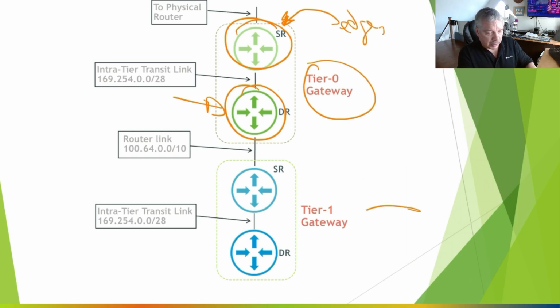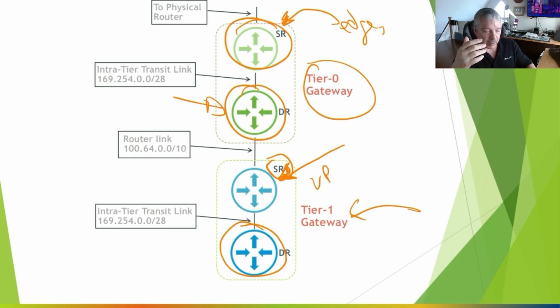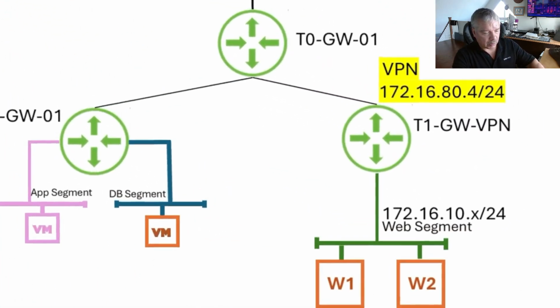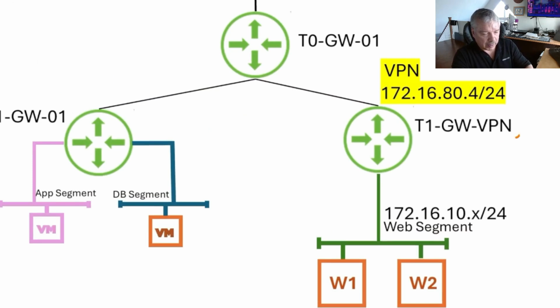Your tier 1 gateway has a very similar setup. You generally have a DR component, a distributed router component, again located on your transport nodes, and you may have an SR component. As soon as you say you want to put a service on this tier 1, it says it needs an SR component, and that lives on an edge. Since I put a VPN on my tier 1 gateway, it needs to instantiate an SR component. Okay, great, so let's go back to this. In my picture here, if I zoom in a bit more and look at my tier 1 gateway, my VPN, there's a service, so there's an SR component.